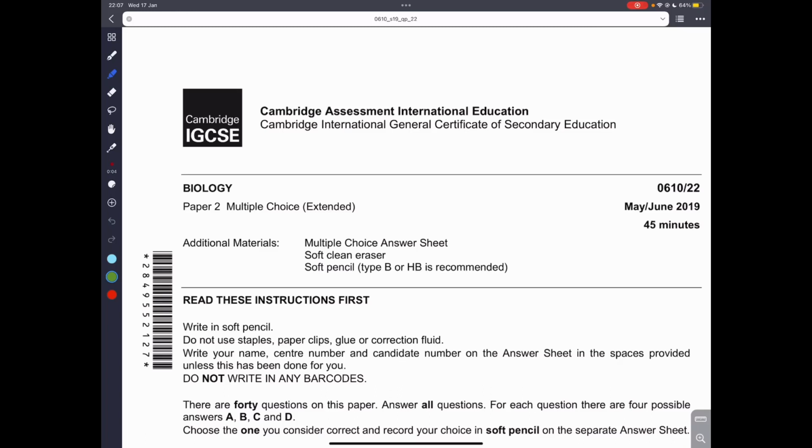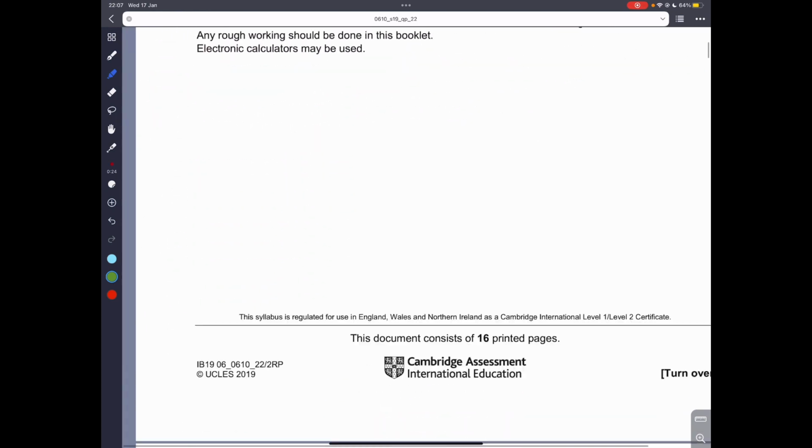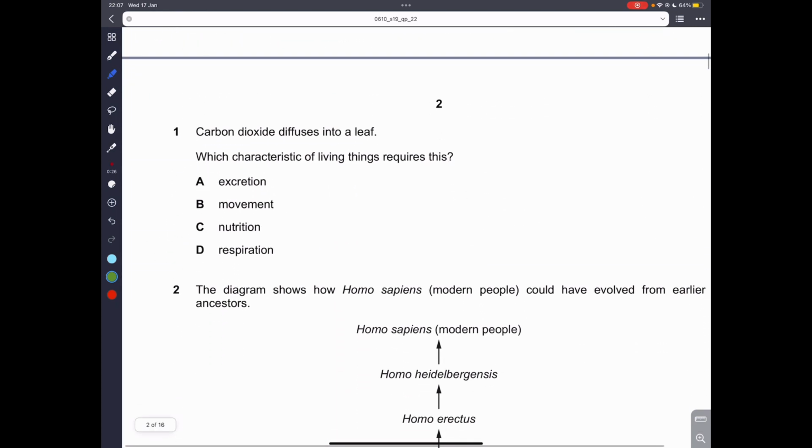Welcome back, everyone. Today we are going to be doing biology. This is the paper 2 multiple choice extended version, and we are doing the May-June 2019 paper 2, version 2. We have 45 minutes to do this, so let's get started.